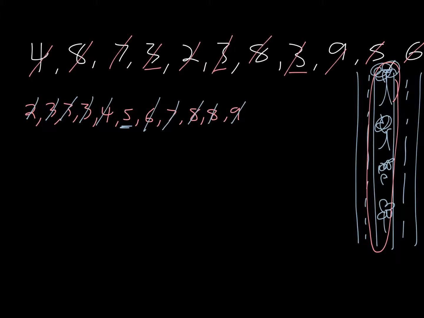And I'll double check to make sure I crossed off enough. I have 1, 2, 3, 4, 5 numbers on the left. 1, 2, 3, 4, 5 numbers on the right. So that does in fact leave me with this number 5 in the middle. So my median is 5. Very easy when you have odd numbers.